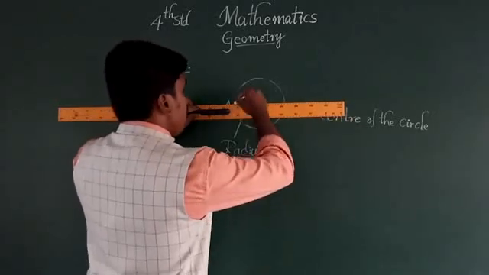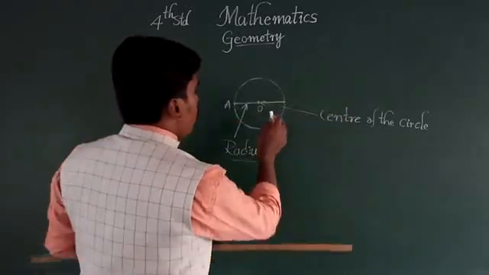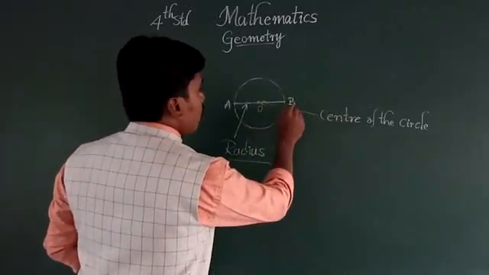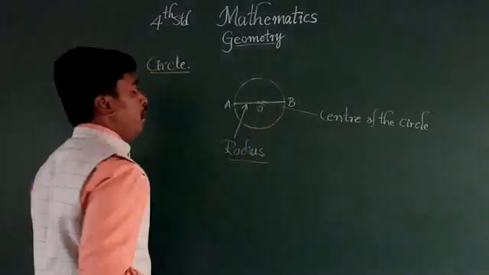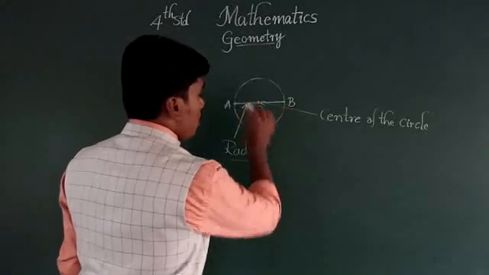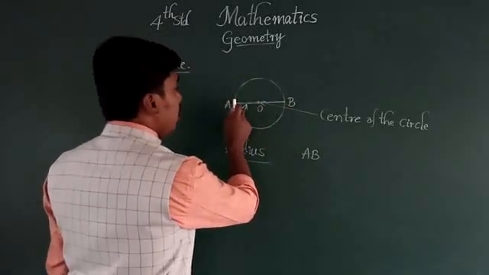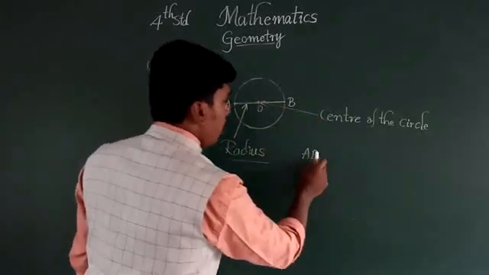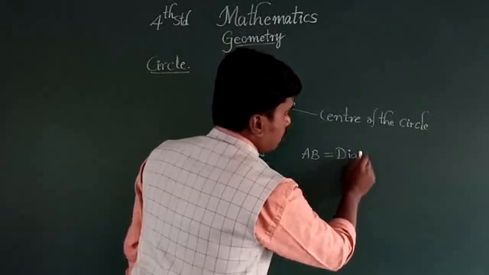Next, suppose I continue this radius to the other end. So this is OB. Here I am drawing another line, that is from O to B. So this total length AB, the total length AOB, is called the diameter.